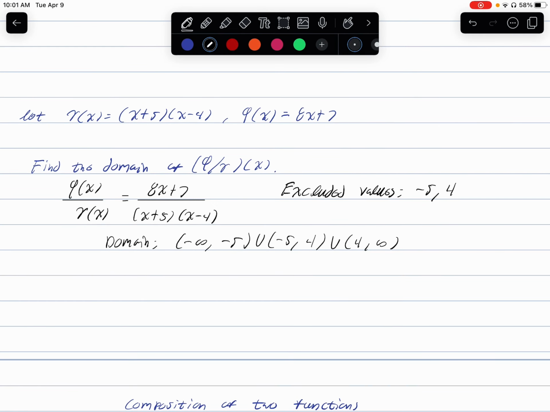And remember, we didn't have any issues before. There was no problem with plugging in negative 5 or 4 with gamma before. But now, because we have done the quotient, we have to be careful with the domain. So keep that in mind. Anytime you're doing a quotient of two functions, you have to be very careful with the domain of the function.